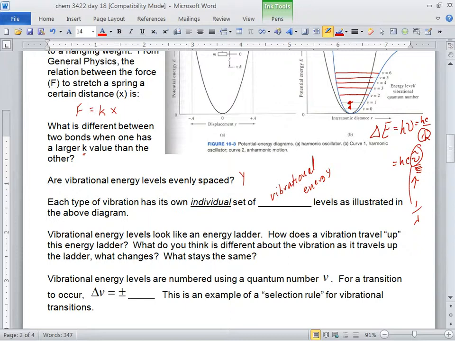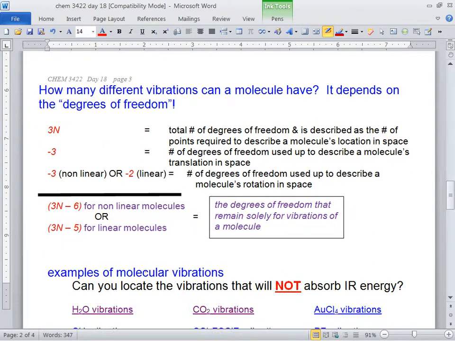Well, they're numbered from 0, they're numbered integer-wise. So it has to be plus or minus an integer, and it's just going to be 1. I think the only way you can get that is from the reading. This is an example of a selection rule for vibrational transitions.